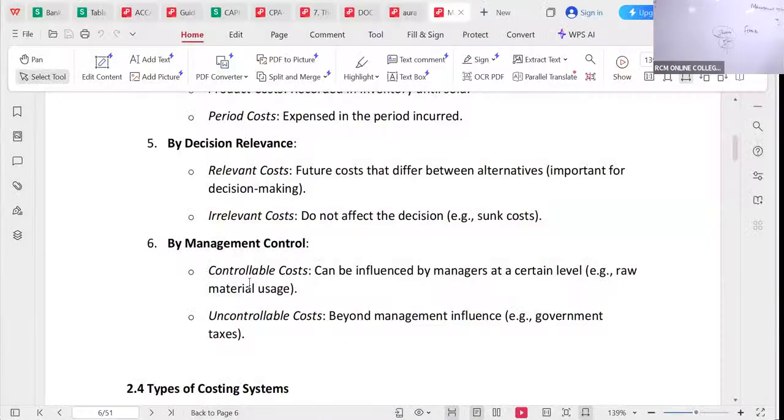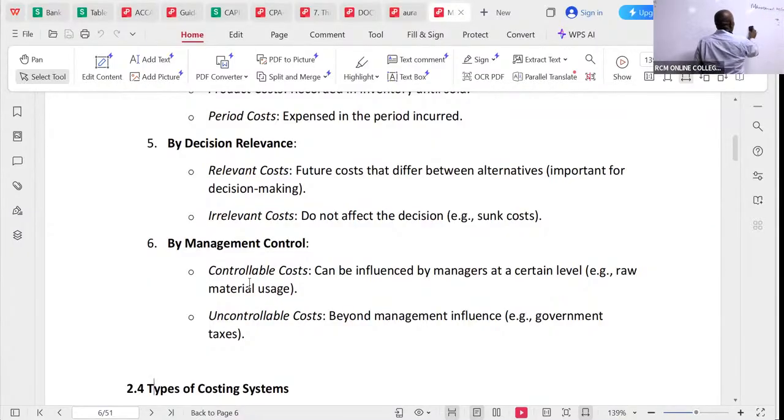All right. Then we have, ladies and gentlemen, classification of costs by management control. So by management control, we have two types of costs there. We have controllable cost and what here, somebody? There are those costs you as management can control. You have a say over them.